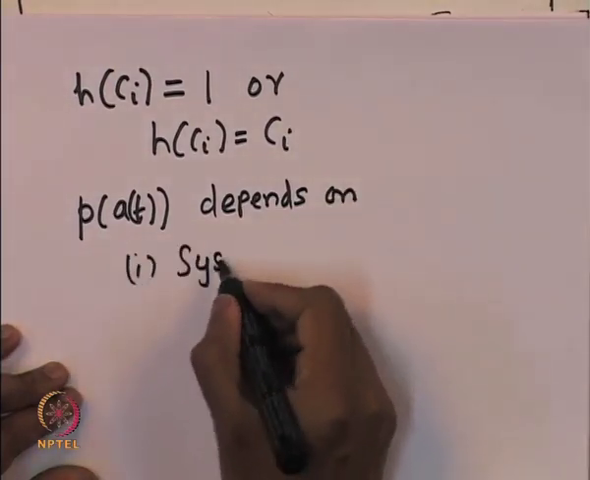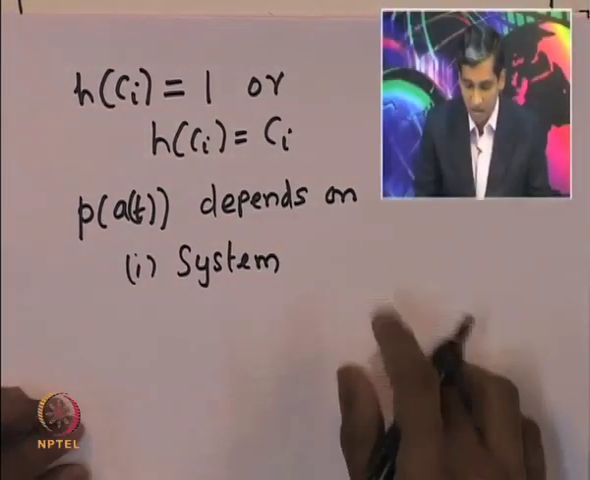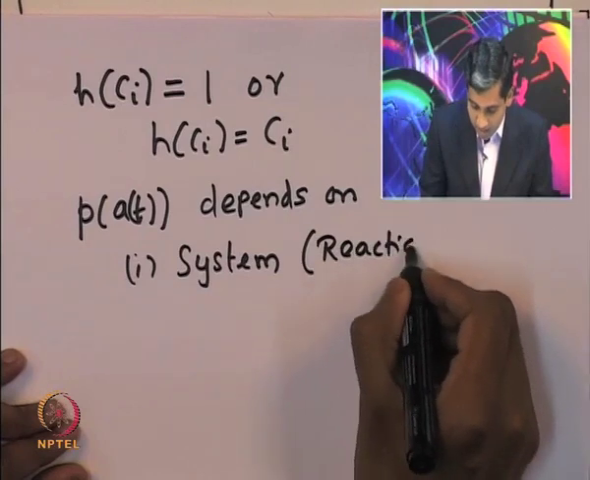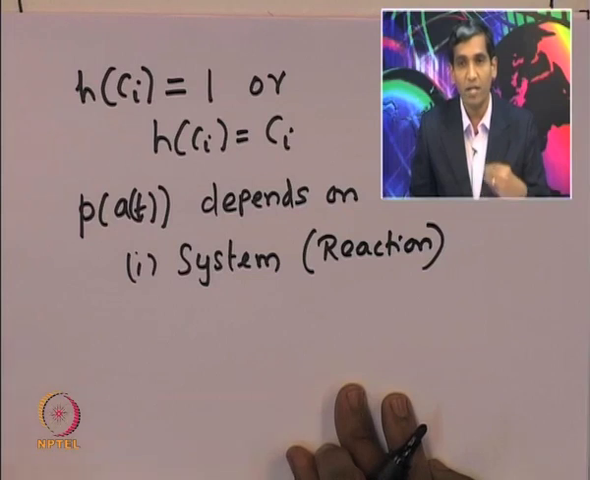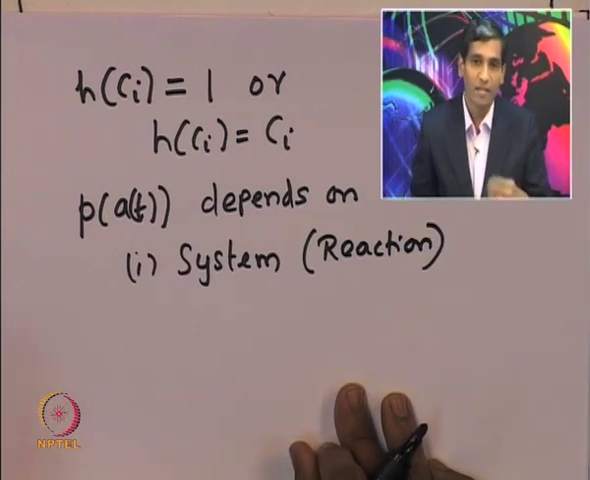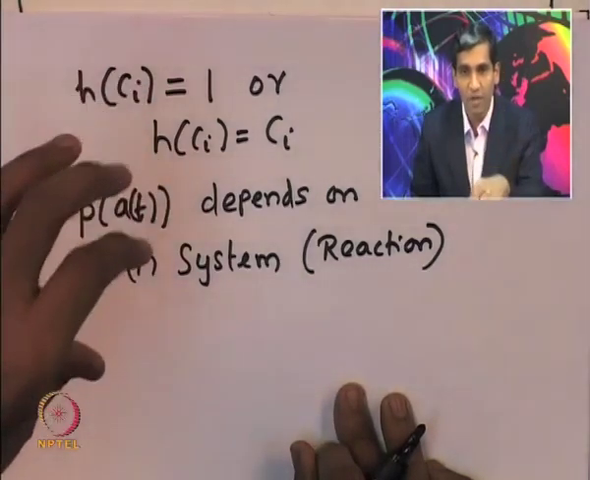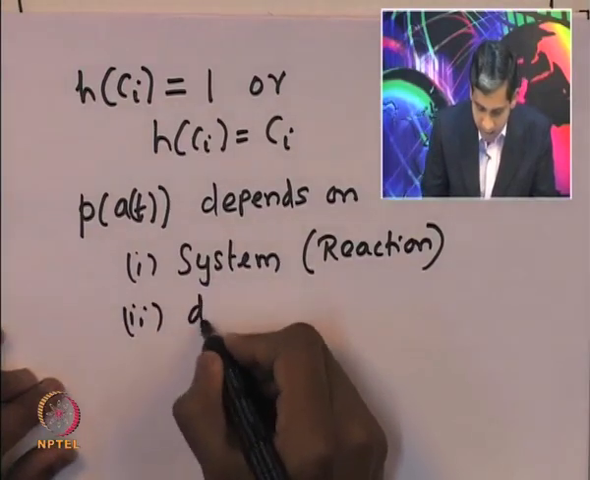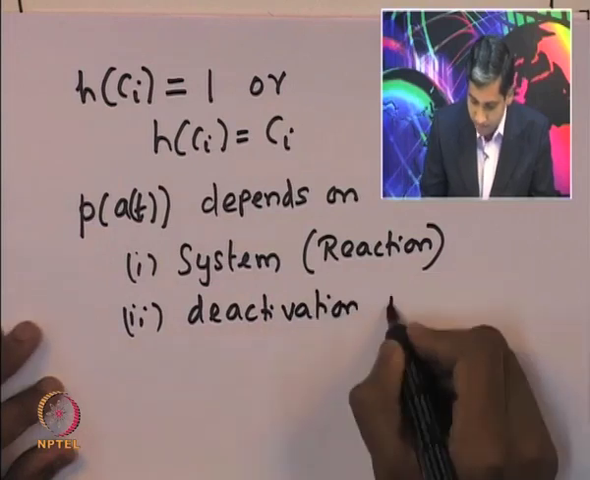what is the catalytic system, that is, what is the catalytic reaction that is being conducted. We will assume that this functional form that captures the dependence of the activity on the decay rate will depend upon the reaction which is being conducted and also on the deactivation mechanism, which we will describe shortly.